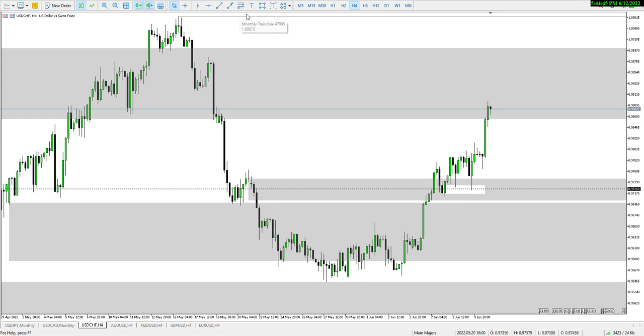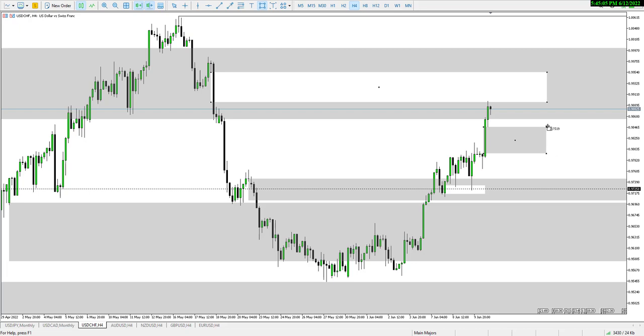So on the H4 you can see the draw on liquidity. The draw on liquidity on the H4 is right here. So anticipate this level to be filled, right? But for your entries now, we've got fair value right here. See? We've got fair value here. Now what I want to see next week is for price to rebalance this inefficiency here, right?